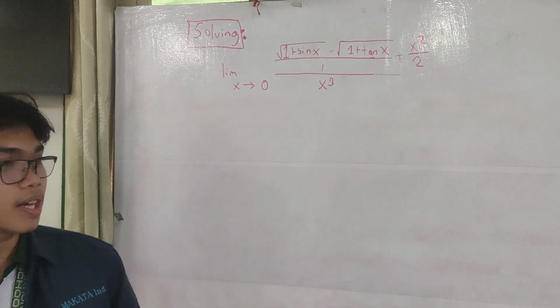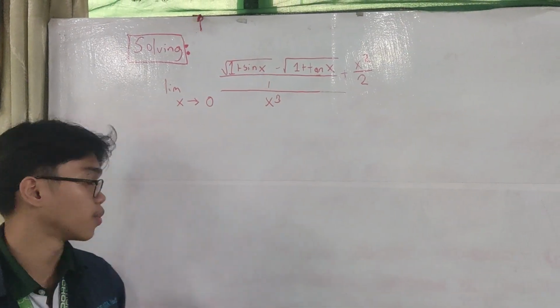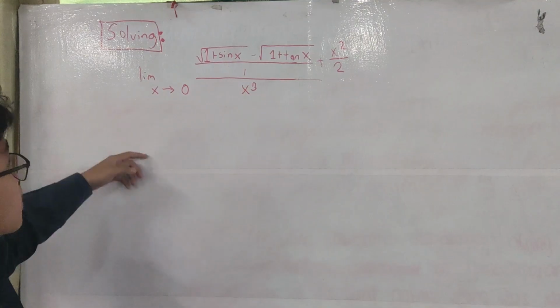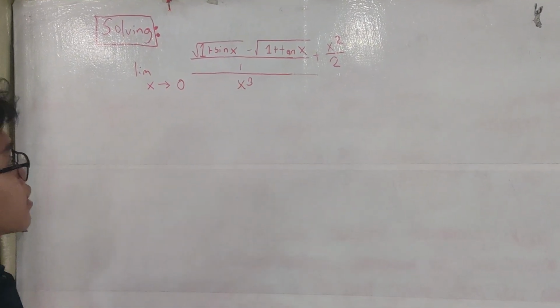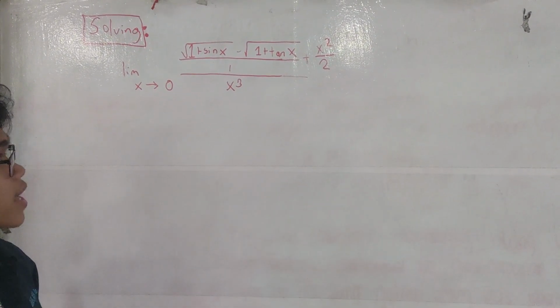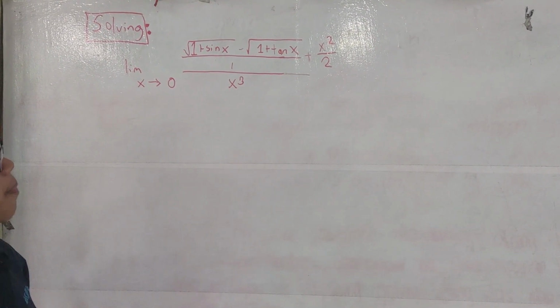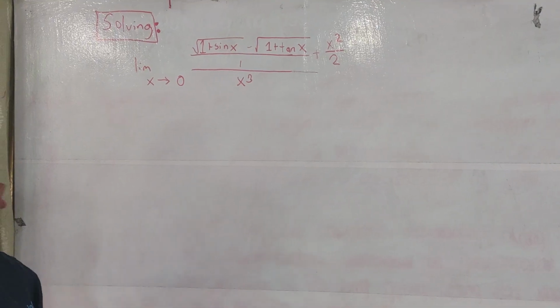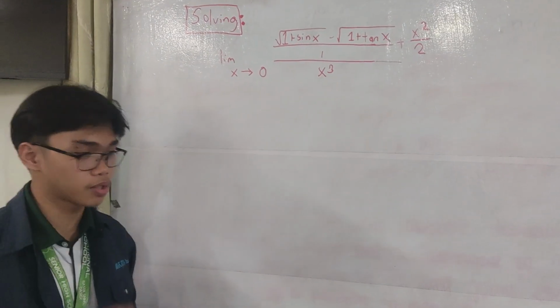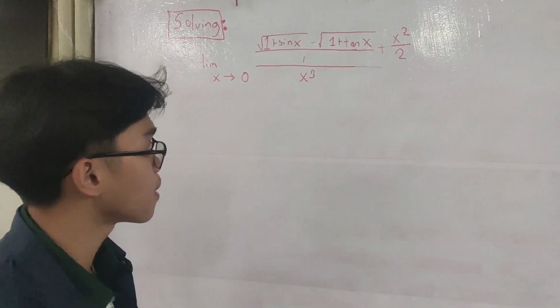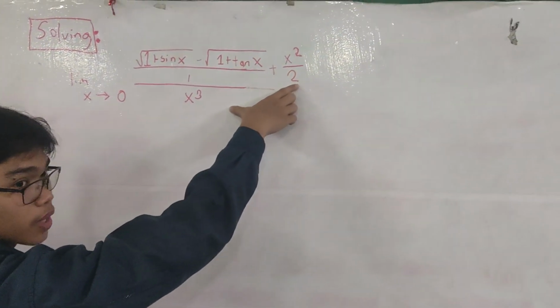So for our performance task, I chose this equation right here, which reads as the limit of the square root of 1 plus sine x minus the square root of 1 plus tan x, over 1 plus x to the power of 2, over x to the power of 3, as x approaches 0. To solve this, first we must simplify. So the first step is to get rid of these two equations here.